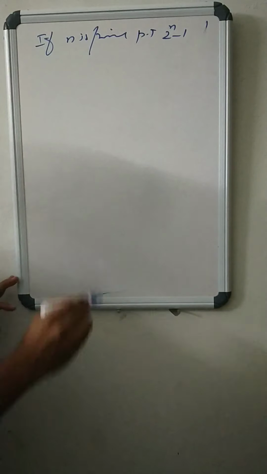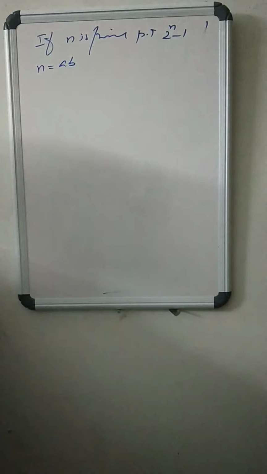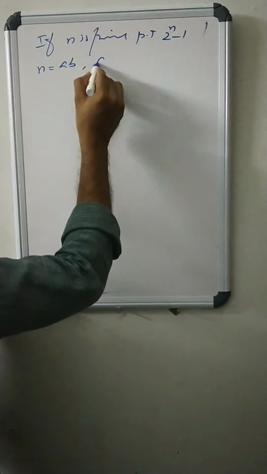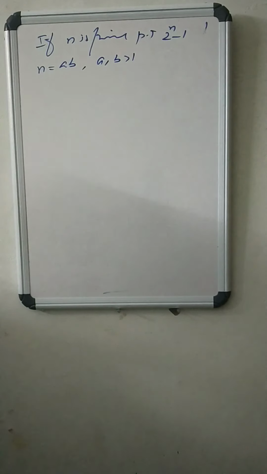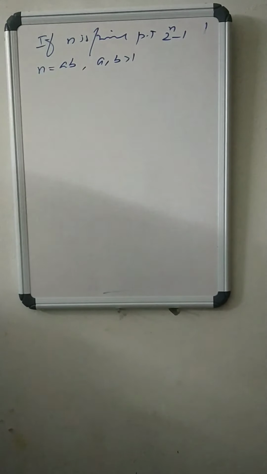Now, if n equals AB, let n equals AB, A and B are greater than 1. Prove that if 2 power n minus 1 is prime, then n is prime. Okay, if 2 power n minus 1 is prime, then n is prime.